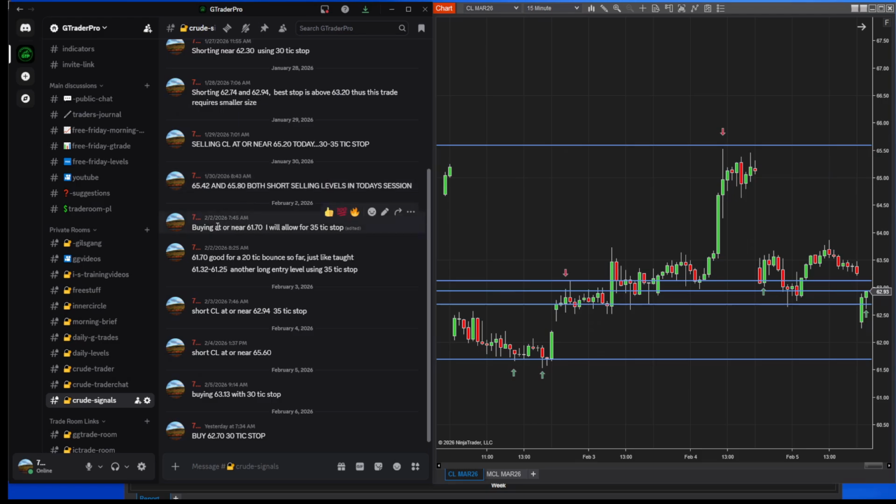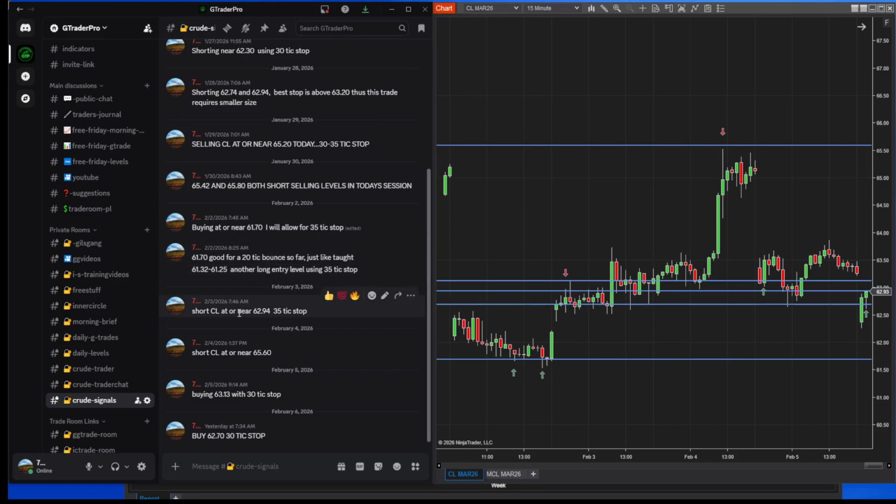But once again, you can see each of the posts that I put out, the time that I put them out. For example, on February 2nd, we said at 7:45, buying at or near 61.70. I will allow for a 35 tick stop. 61.70 also that day, posted at 8:25, also good. Or I made a comment, 61.70 good for a 20 tick bounce so far, just like we taught. And then 61.32 to 61.25, another long entry using a 35 tick stop.